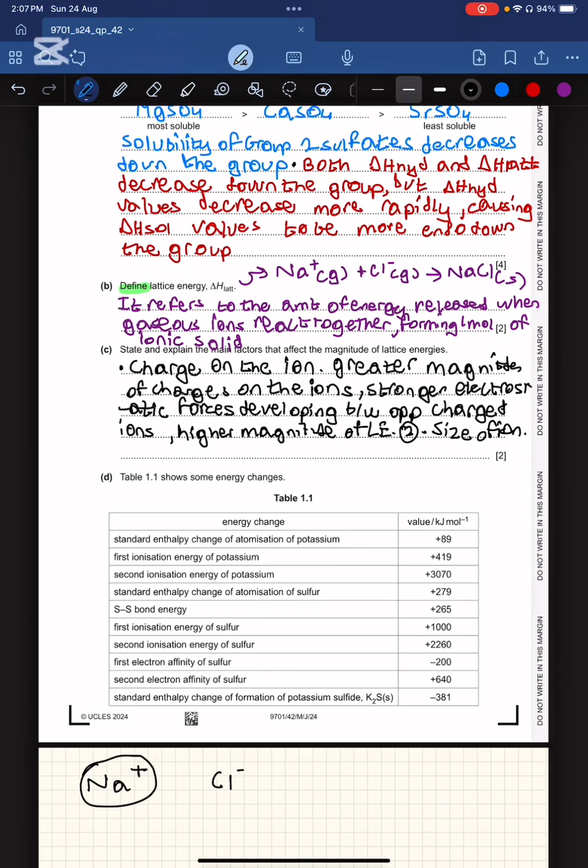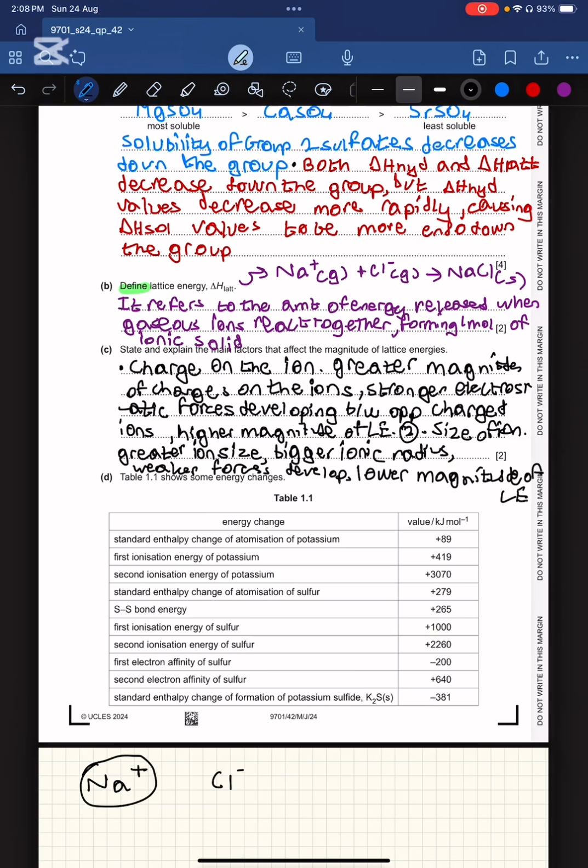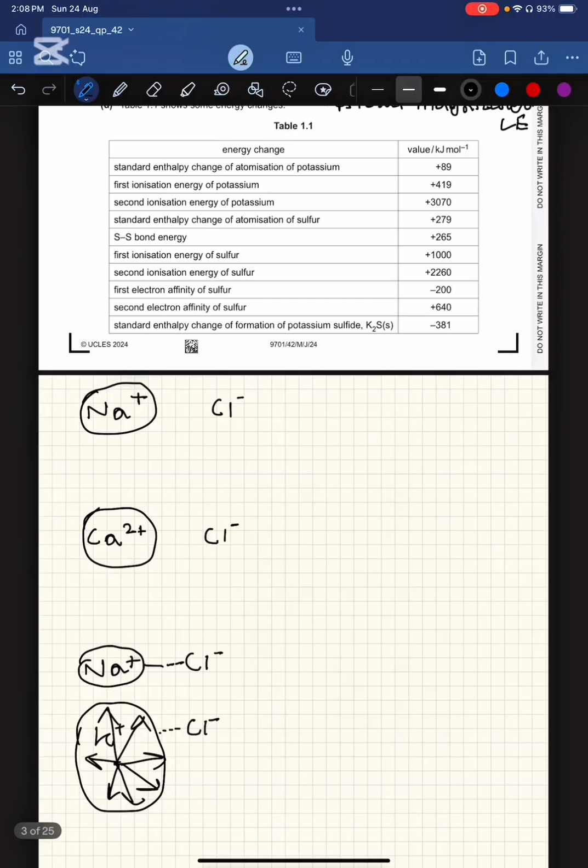the ion. Now, the greater the ion size, the bigger the ionic radius. Let me explain what I mean by ionic radius in just a second. The bigger the ionic radius, weaker forces develop, lower magnitude of lattice enthalpy. What do I mean by ionic radius?